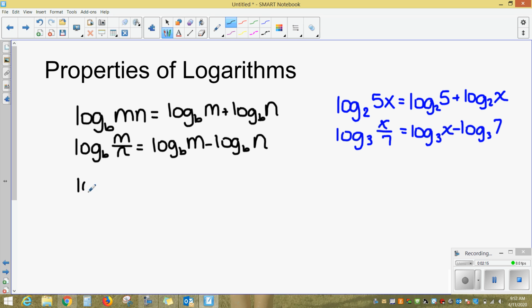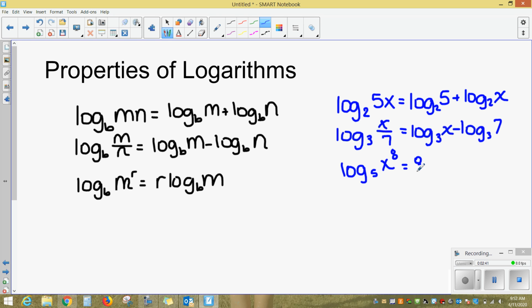Our third property is just an extension of the top one, sort of, but it's extended to all real numbers. And that's if I have m to the r power, I can write that as r times log base b of m. Meaning if I have log base 5 of x to the 8th, I can write that as 8 times log base 5 of x. And in reverse, if we're asked, we can put things back together into single terms here.